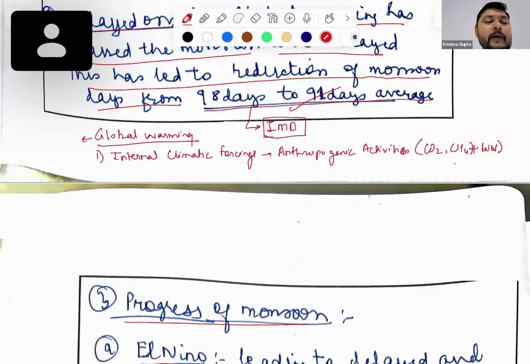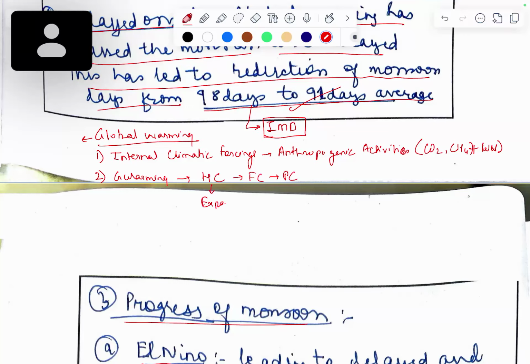Second part, what I want you to add, because of global warming, here there are changes in Hadley cell, Ferrel cell, and polar cell. The Hadley cell is expanding. Ferrel cell is shrinking.